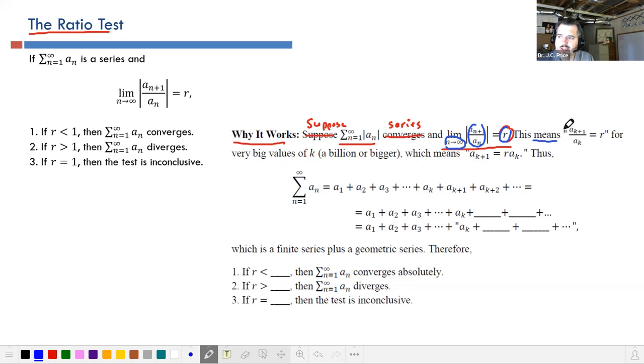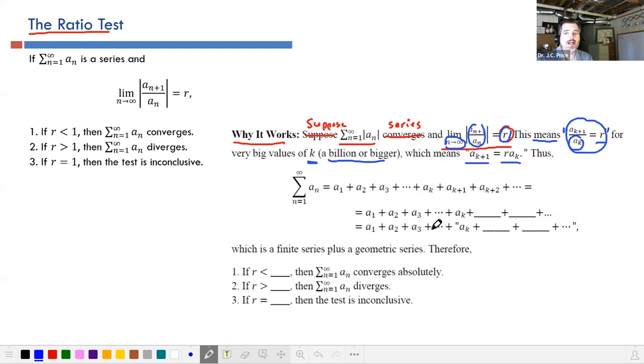So it means that ratio, a sub k plus 1 divided by a sub k, is almost basically equal to r for really big values of k, like a billion or bigger, even a zillion or something like that. And what does this mean? This means the k plus 1 term is equal to r times a sub k. Again, I put that in quotes because it's not exact, but for all practical purposes we could say it's just equal to. That comes right from here by multiplying both sides by a sub k.